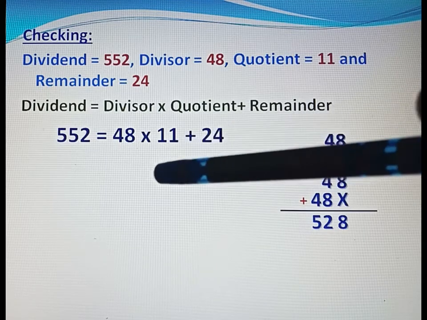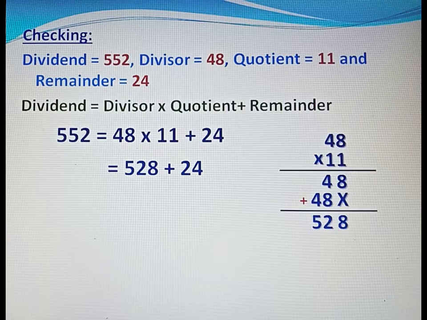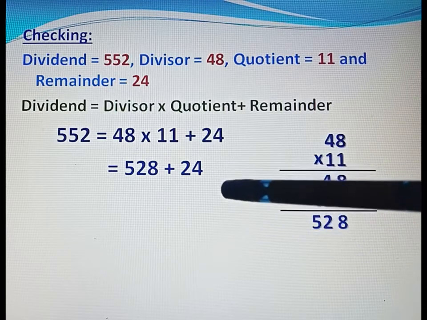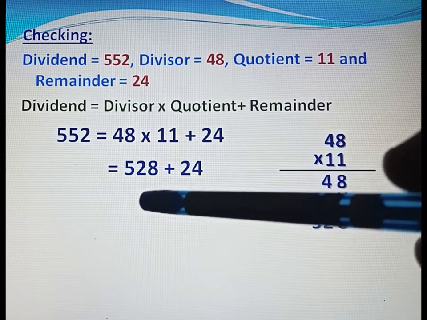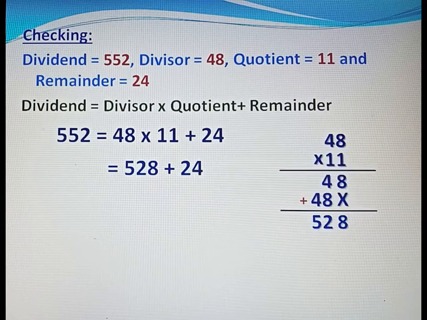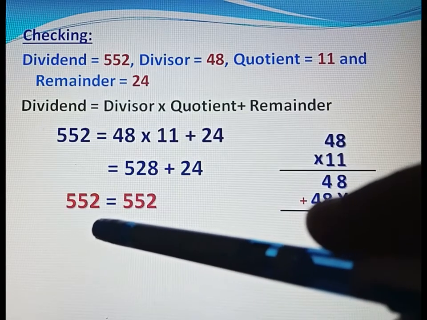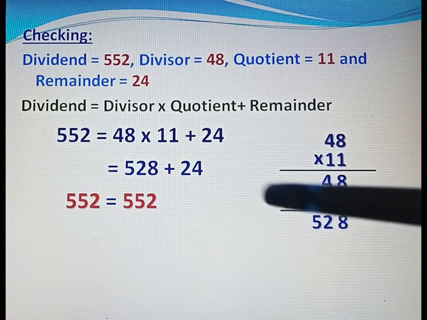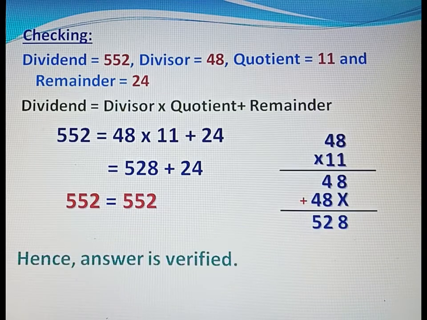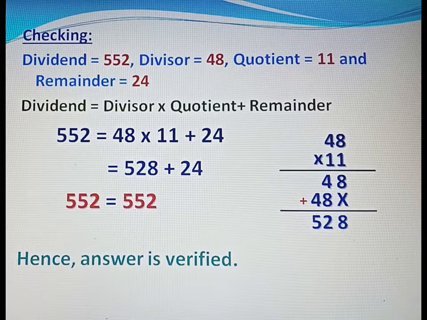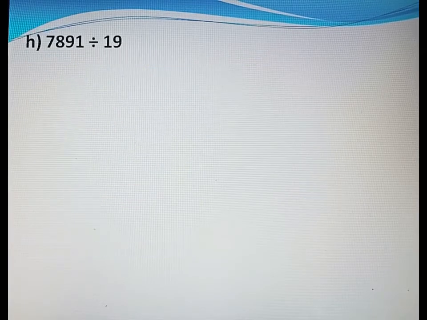Right here 528 plus 24. Then we will add 528 plus 24 equal 552 and dividend equal 552. Both are equal, hence answer is verified. Now H part.